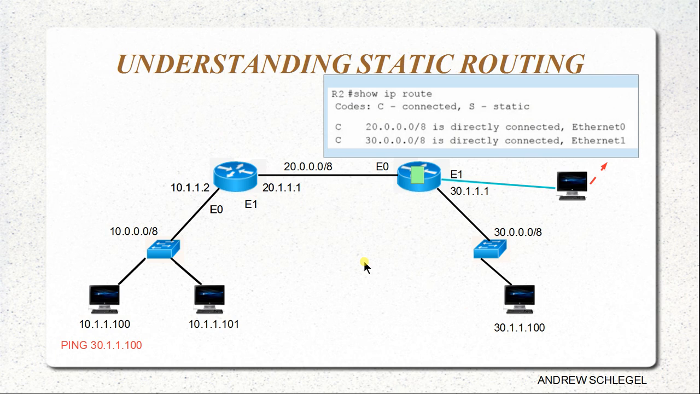When it gets to router 2 over here, let's go ahead and hook our rollover cable up to the console port and take a look at the routing table. It knows about the 20 network because it's directly connected on Ethernet 0, and it knows about the 30 network because it's directly connected on Ethernet 1. So excellent. So it knows exactly where to go. It sends it down because it's on the 30 network and it's wanting to go to the 30 network.